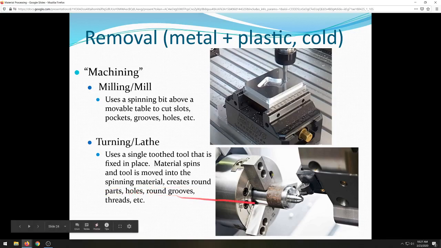And we can create a rounded part. You can drill holes, so you could actually put a drill bit in there, and the drill bit again stays put, and the material spins. It's a good way to put a hole right in the center of a rounded part. You can make round grooves. You can cut threads if you want to have interlocking parts. You could bore out holes. There's all sorts of things you can do with a lathe. Again, these are probably the two most universal machines to a shop.